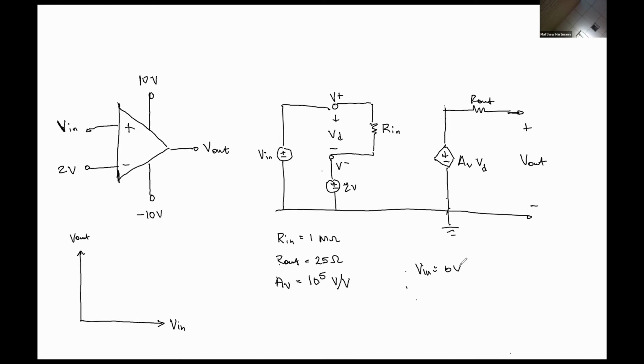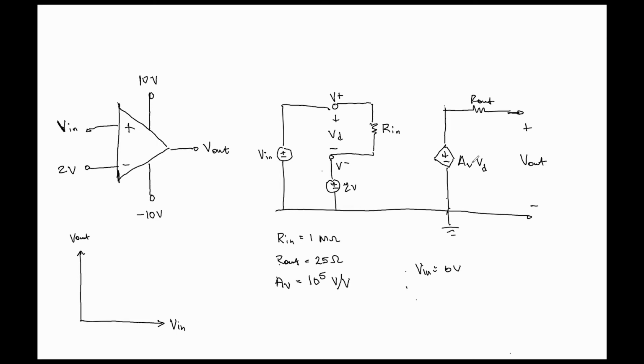You're 100% correct there. Since we have an open circuit at the output, no current's going to flow. We're going to see no voltage drop over our resistor R out. So V out is exactly equal to AV times VD. That's great. So if Vn is 0 volts, what's VD?